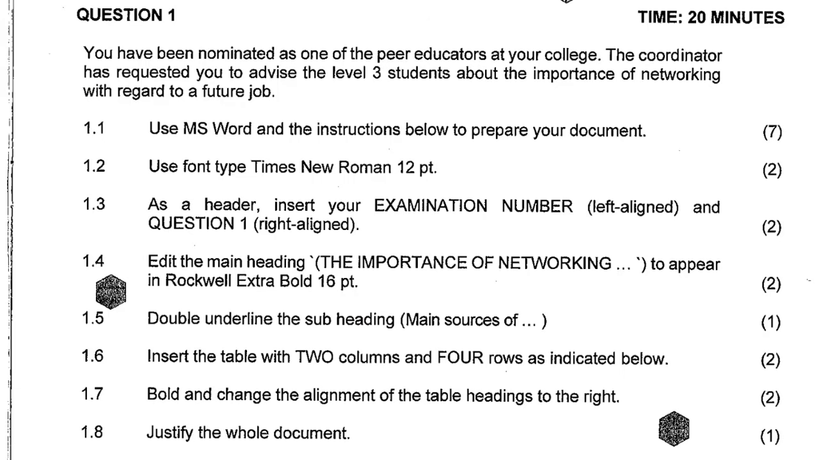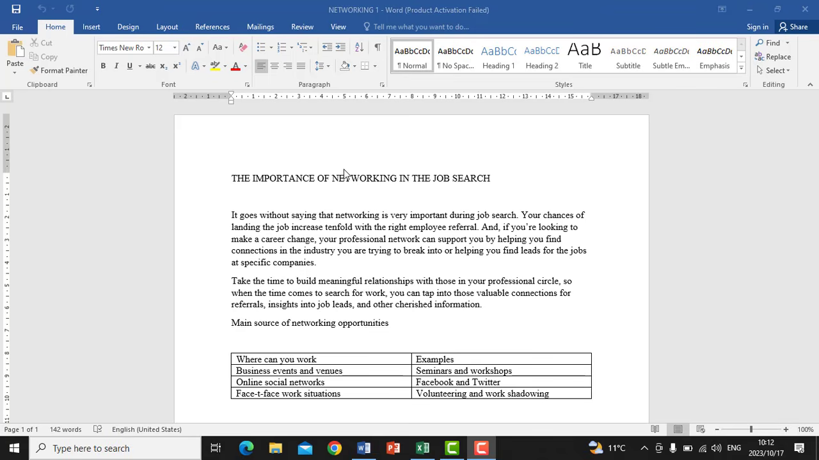Question 1 is displayed on the screen. You can see it says use MS Word and the instructions below to prepare your document. So the document that you see now on the screen is the document that they are actually looking for. I have created the document already, but obviously in the question paper it will show you the document that you have to type, and then you are retyping what you find in the question paper as question 1.